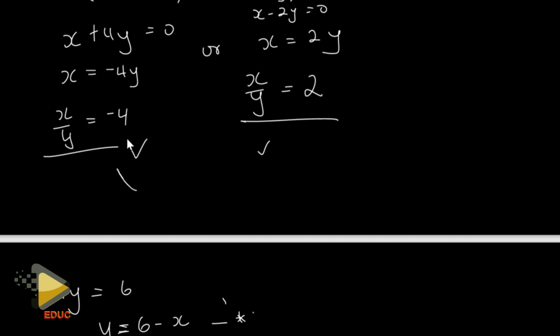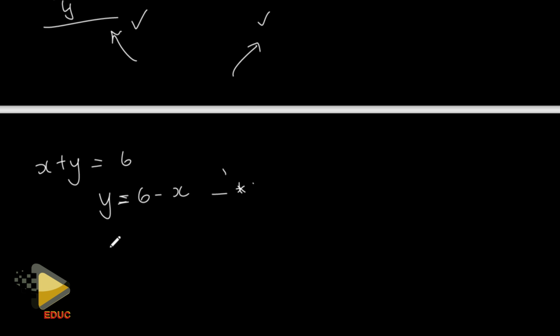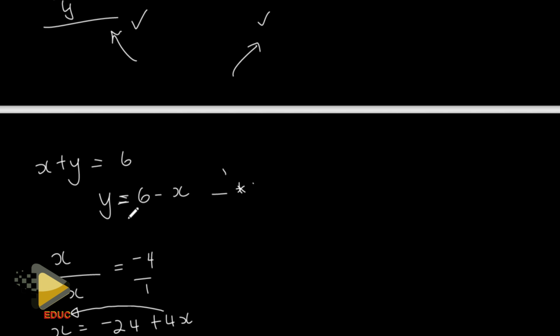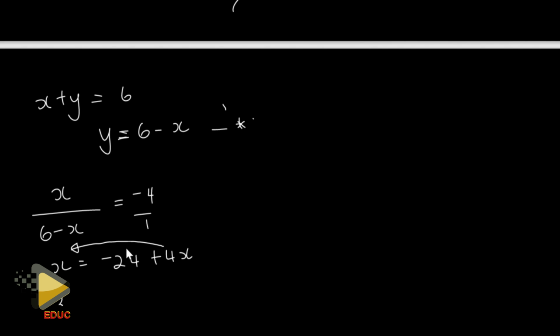Then I'm going to get this equation, replace it there, and look for my x values. So that's going to be x over 6 minus x gives us a negative 4. You can cross multiply. x is going to be negative 24 plus 4x. Is that okay? Yes. I'll move the 4x to that side, which is going to be a subtraction. So negative 3x is negative 24. Divide both sides by negative 3. x becomes 8. Then I'll do the same.